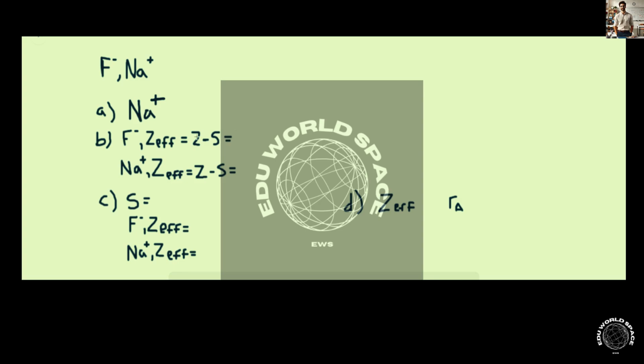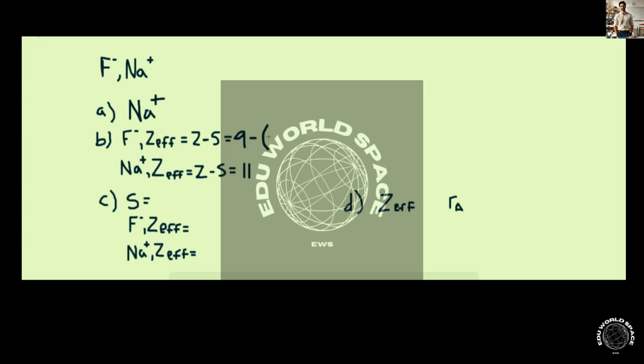So here's equation 7.1, Z effective equals Z minus S, or the effective nuclear charge equals the nuclear charge minus the screening constant. And so for F, the nuclear charge, or the number of protons, is 9, and for sodium, there are 11 protons. And then we're going to subtract the screening constant, which is the number of core electrons times 1.0, plus the number of valence electrons times 0.0.